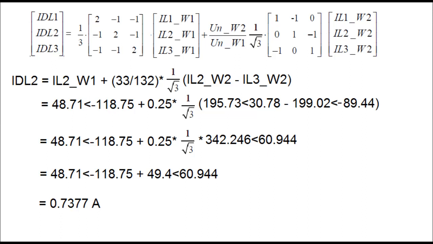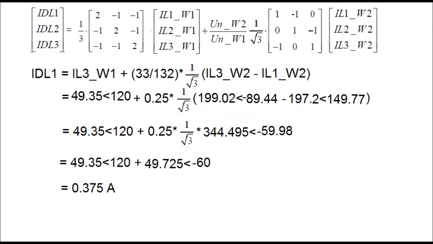Simplifying it, it comes as 48.71 at an angle of minus 118.75 degree plus 0.25 into 1 by root 3 into 342.246 at an angle of 60.944. By simplifying it, we get 48.71 at an angle of minus 118.75 degree plus 49.4 at an angle of 60.944 degree, which comes as 0.7377 ampere. It is the value of the yellow phase differential current with respect to the HV side current.